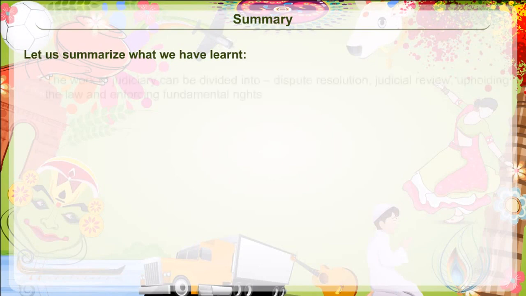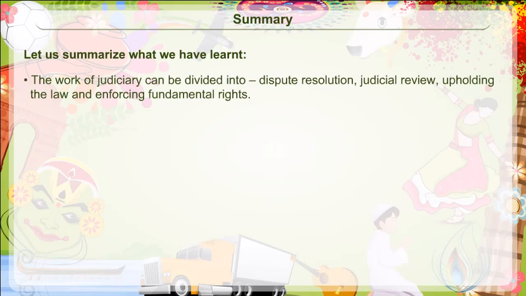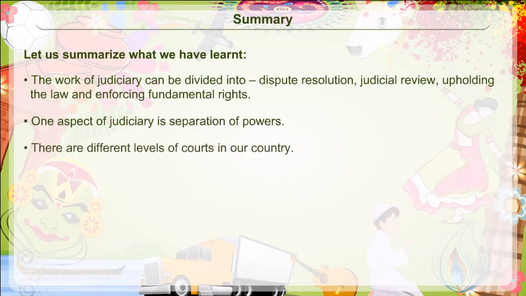Summary. Let us summarize what we have learned. The work of the judiciary can be divided into dispute resolution, judicial review, upholding the law, and enforcing fundamental rights. One aspect of the judiciary is separation of powers. There are different levels of courts in our country.